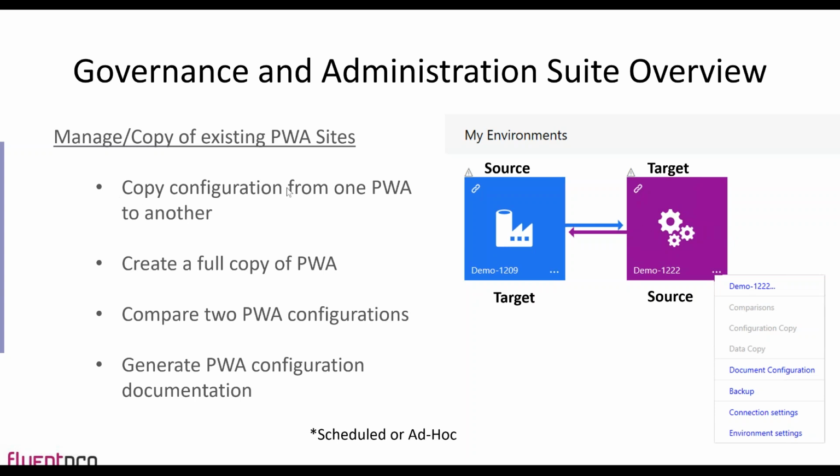The main use cases are really copying the configuration from one PWA to another. So instead of having to rebuild it manually, you can literally press a button, direct it, and have it replicate to another PWA site in its entirety. If you wanted to do a full copy of the PWA, including the content, that is the project plans and the project sites, you can also do that.